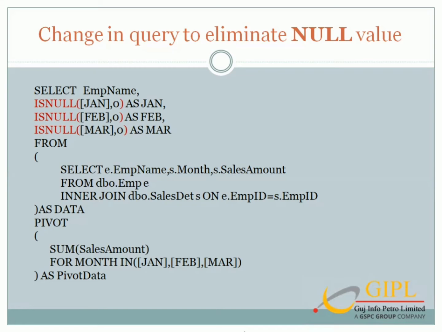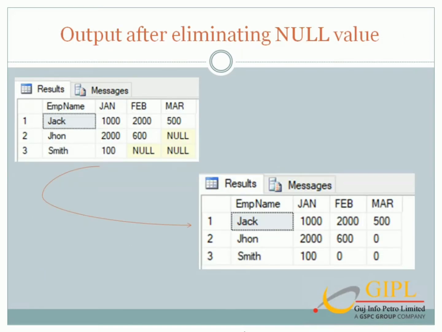As you can see here, I have used the isNull function around the pivot columns. So it will now replace null values with 0 in the output. Let's look at the output now. Here we can see null values have now been converted to 0 in the output.